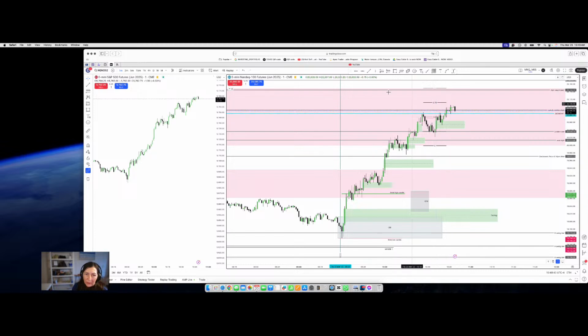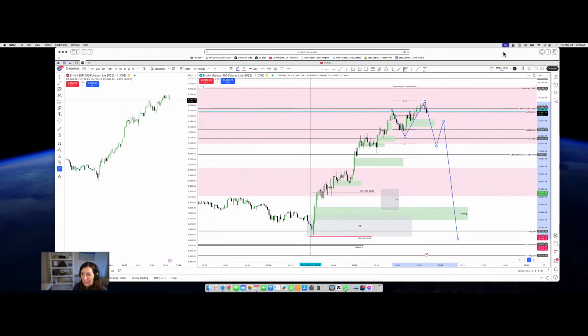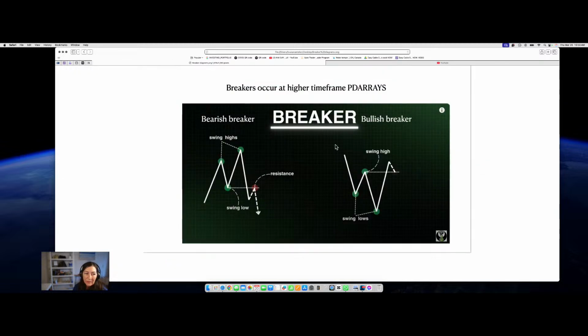If we were to have a breaker block here, this is what it would look like. We would have a high, low, higher high. We'd want to see a lower low. And then we would want to see price come back into the bearish breaker and then go lower. That's what it would look like. In a perfect world, that's what a breaker block looks like.